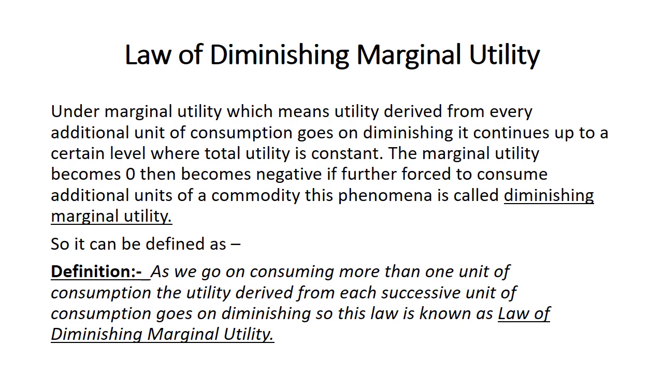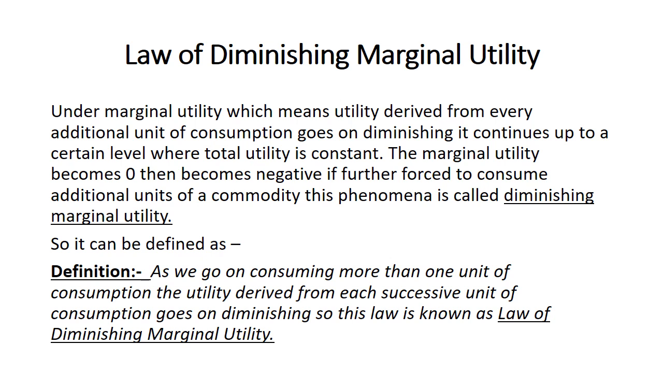I hope this concept is clear. Just a quick revision of this concept. Marginal utility means utility derived from every additional unit of consumption goes on diminishing. It continues up to a certain level, and where total utility is constant, the marginal utility becomes zero. Then it becomes negative, and further if it is forced to consume additional unit of a commodity, this phenomena is known as diminishing marginal utility.